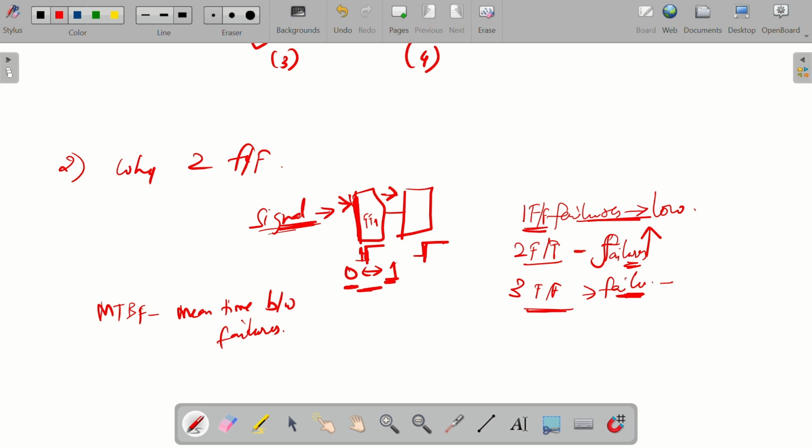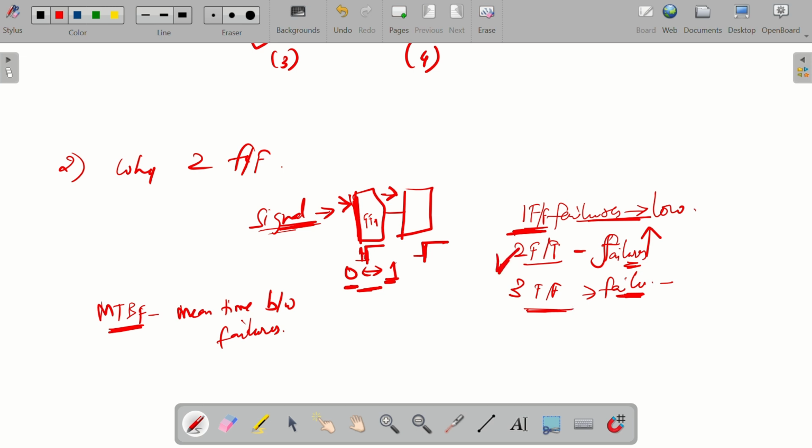Mean time between failures tells you, on an average, how many metastability errors might occur when your system is running. If the mean time between the failures is very less, that means the failures are occurring very frequently. If the mean time between the failures is less, the metastability is occurring frequently. That happens in case you have one flip-flop. As the number of flip-flops increases, the mean time between the failures increases a lot. This means the metastability failure will occur very less frequently.